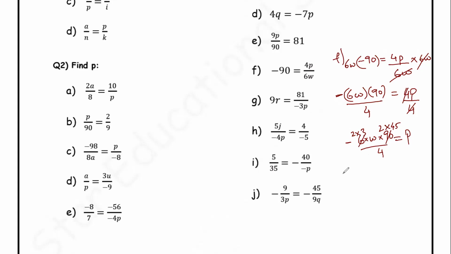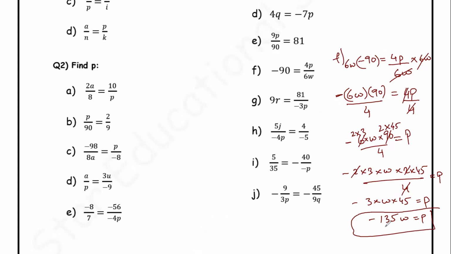Okay, anyway, so this is negative 2 into 3 into W into 2 into 45 upon 4 is equal to P. So this 2 and 2 make up a 4 and cancels with this 4. So I got negative 3 into W into 45, which is equal to P. So 45 threes is 135. So it's negative 135 into W, or simply negative 135W.